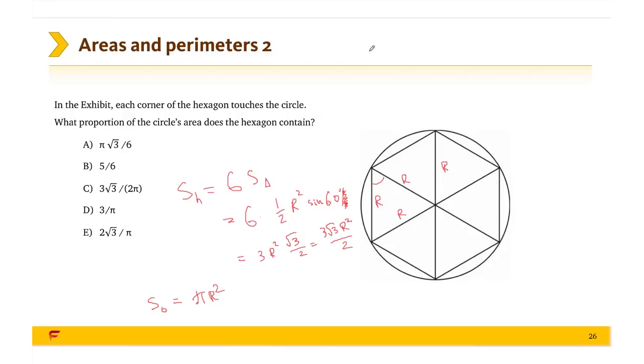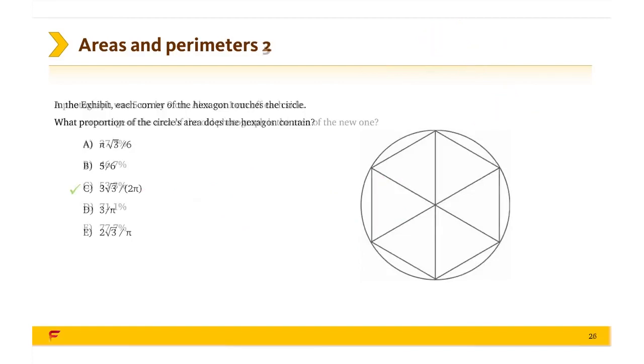So now I'm going to continue here. The area of the hexagon over the area of the circle is 3 square root of 3 R squared over 2, over pi R squared. Get rid of R squared, and then we get 3 square root of 3 over 2 pi. Do we have such an option? Yes, we do. It's here. And the answer is C.